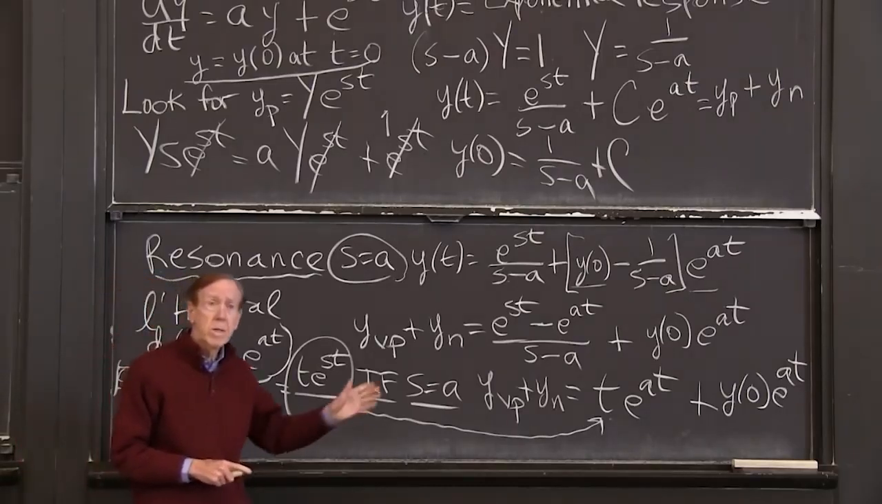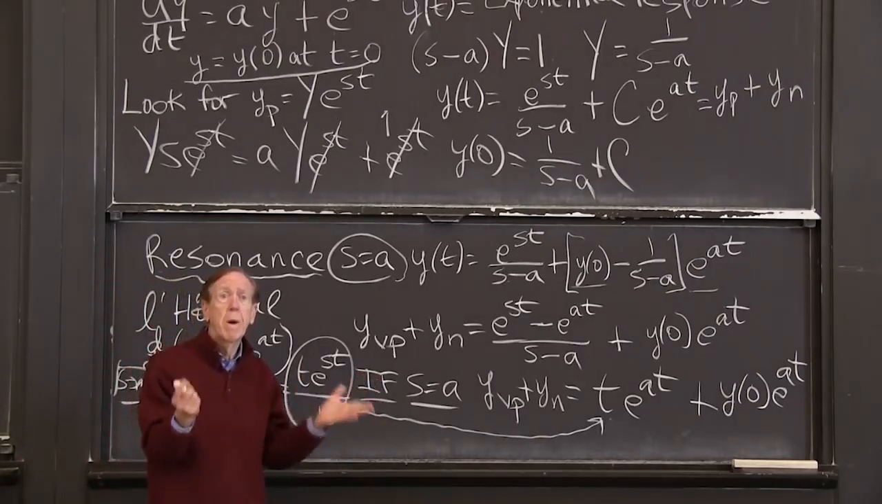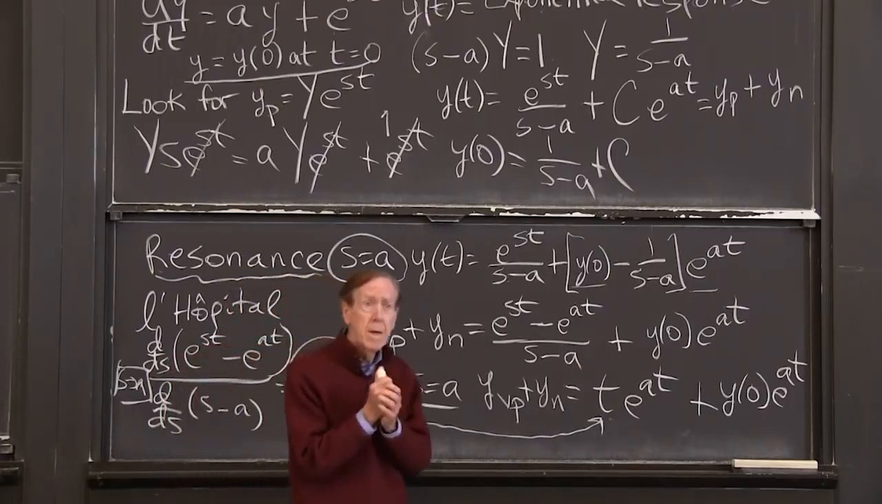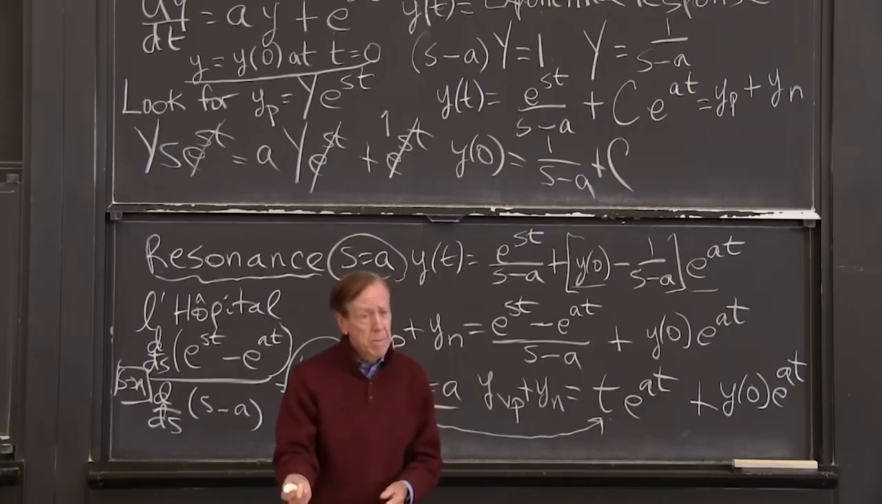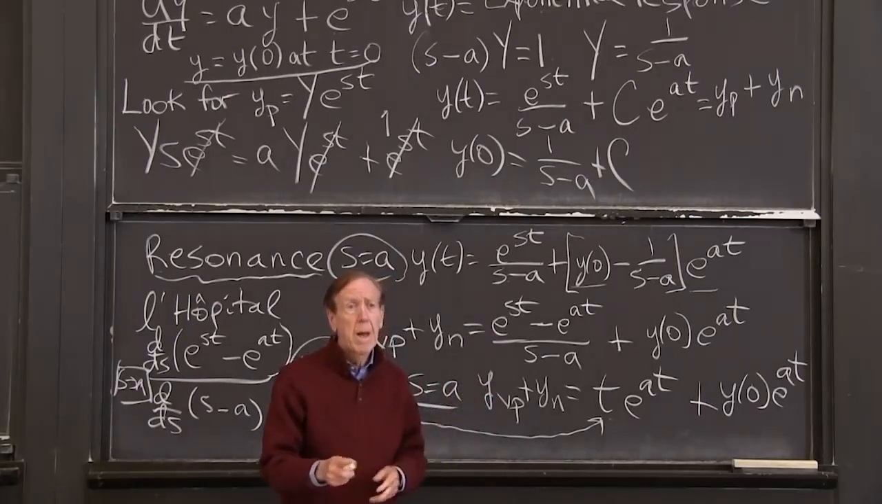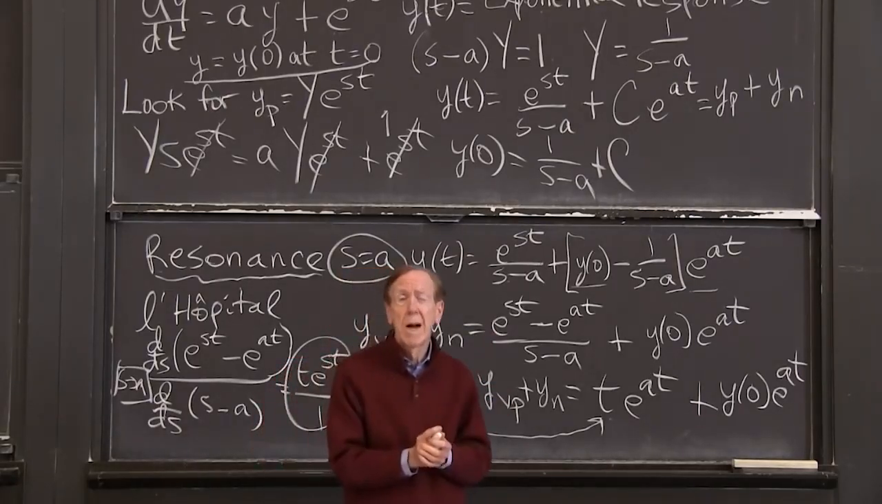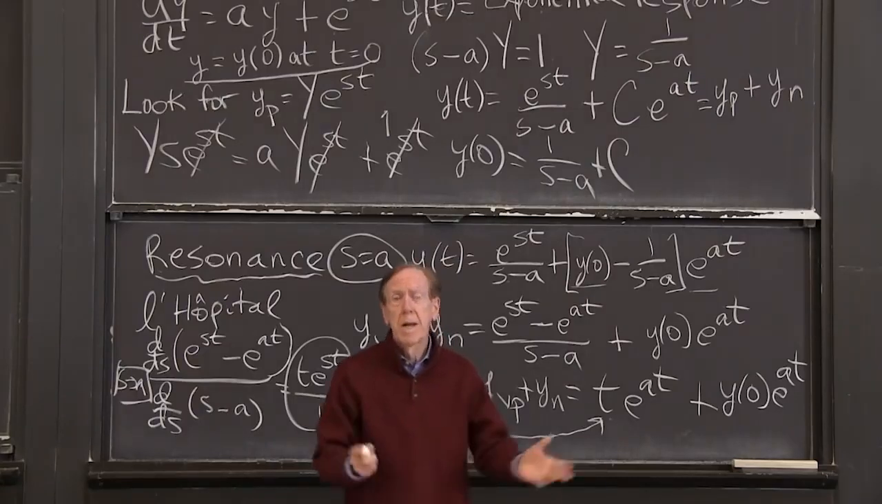Okay, so that's the solution for the best possible right-hand side, e to the st. Well, maybe the best is a constant. Second simplest is an exponential. Next will come sines and cosines. That's the next lecture.